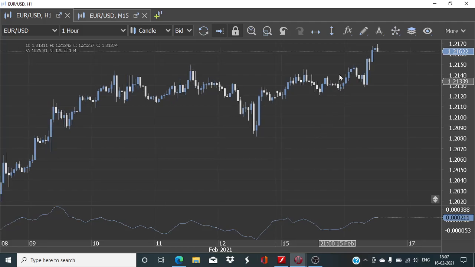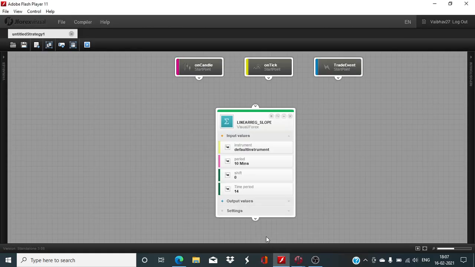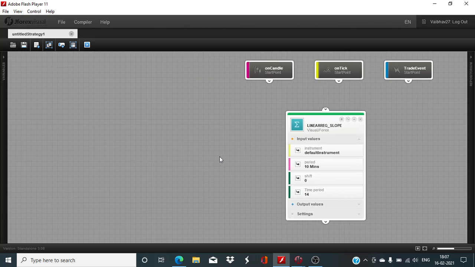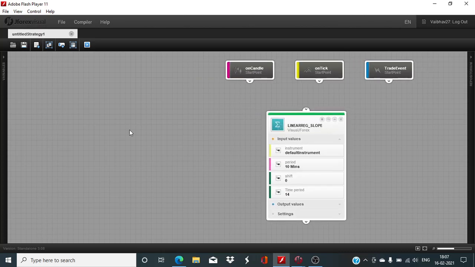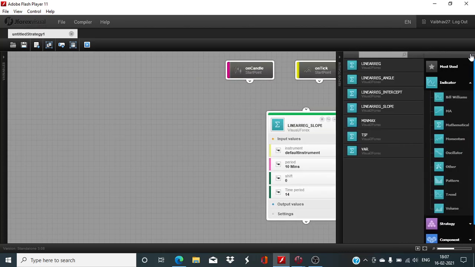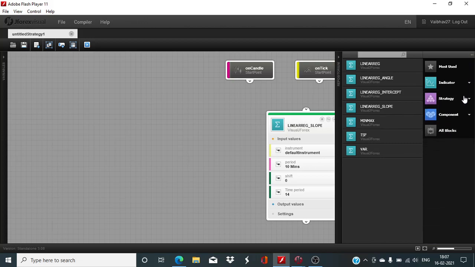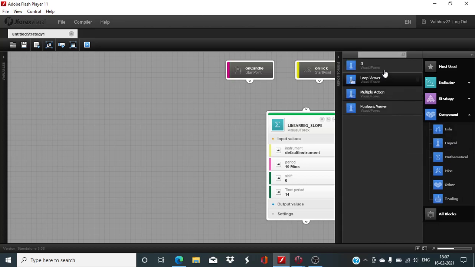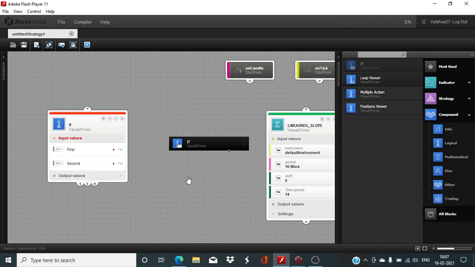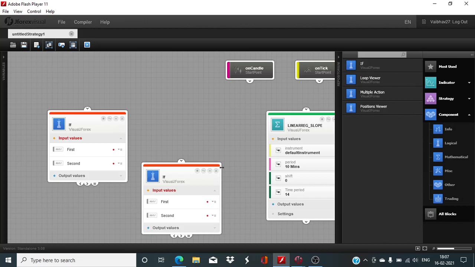So I hope you have got fair bit of idea, and now we head back to the Visual JForex board, where I will get started. First thing first, we have to do the instrument subscription, for which I will have to take a couple of logical blocks components.